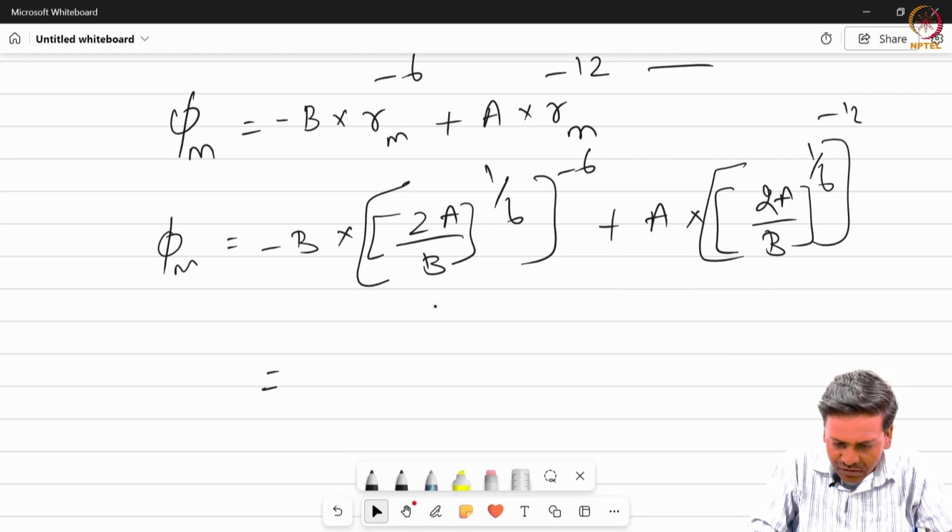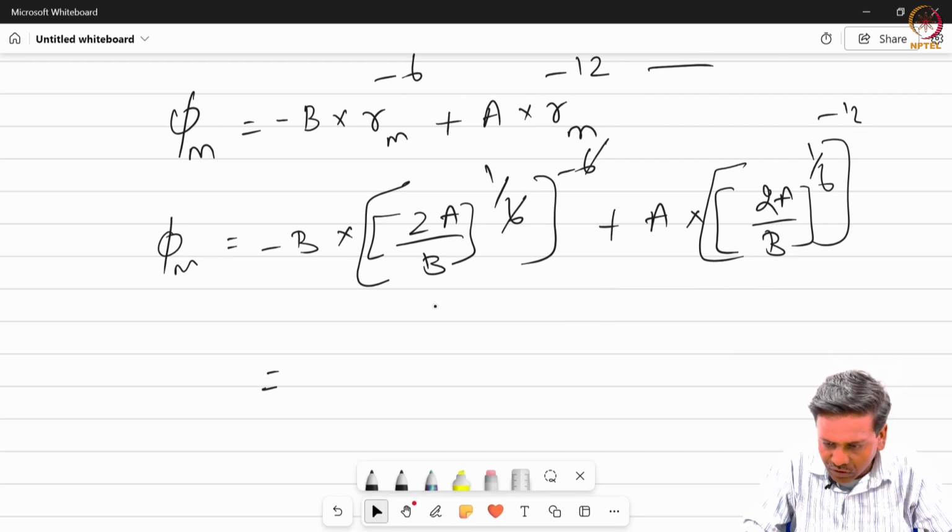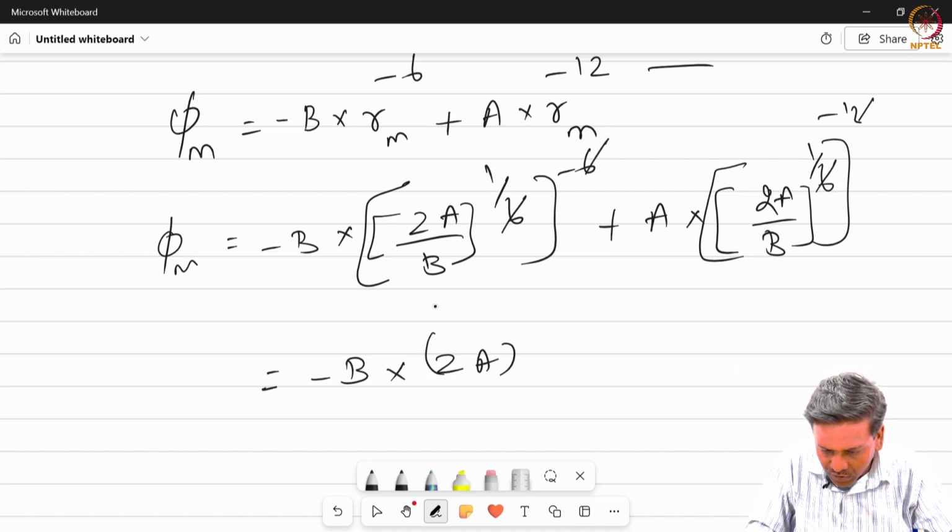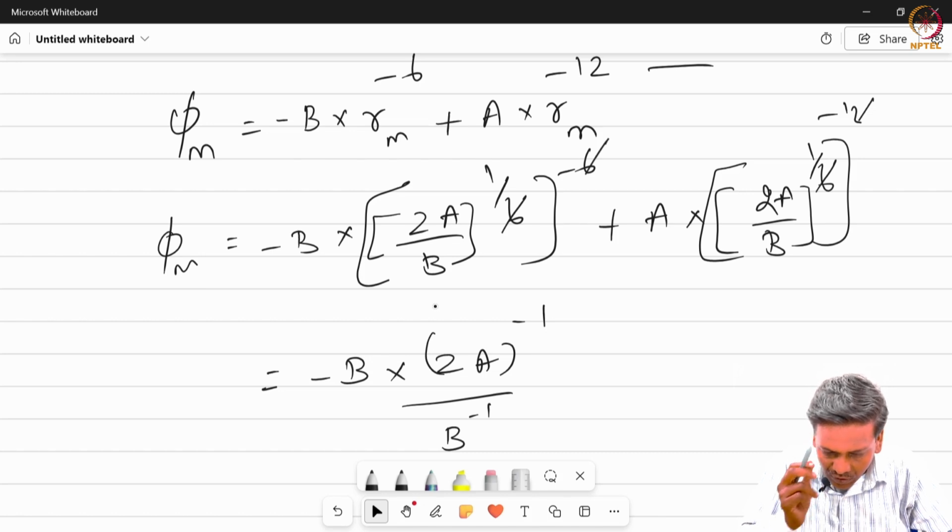If you express this, this will be minus 1, so this will be minus 2. In such a case we can express this as minus b into 2a power minus 1 divided by b power minus 1.